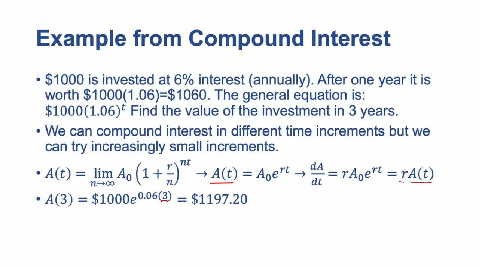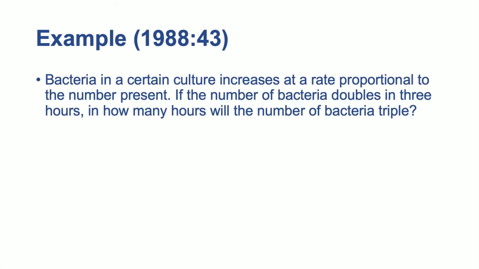All right, let's do one more example. And this is going to be from another AP BC Calculus exam from 1988. This is question number 43. We often see bacteria questions in these exams, so it's good that we're covering this. Bacteria in a certain culture increases at a rate proportional to the number present. If the number of bacteria doubles in 3 hours, in how many hours will the number of bacteria triple?